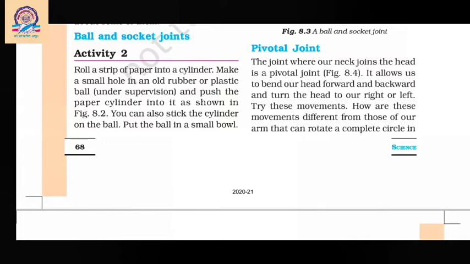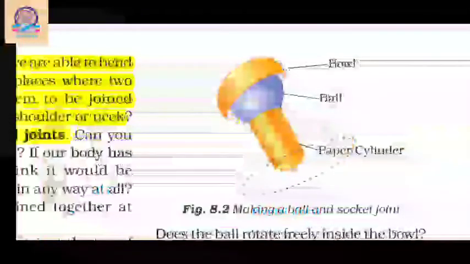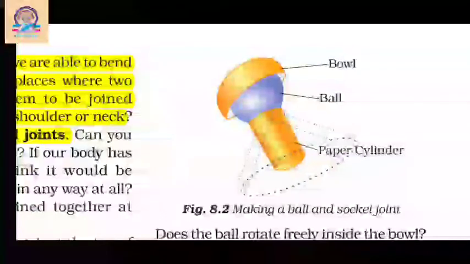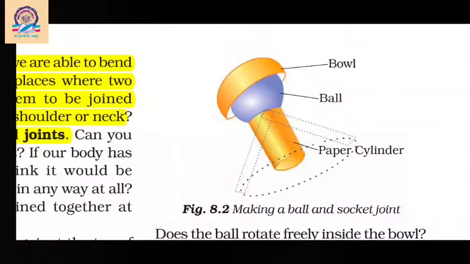Okay, let me show you the figure. Here in figure number 8.2 they have given us one bowl and one ball. In the bowl they have placed the ball, so the ball can freely move inside the bowl, isn't it? Similarly, in our body also this type of joint is present. This type of joint is present around our shoulder and our hip.